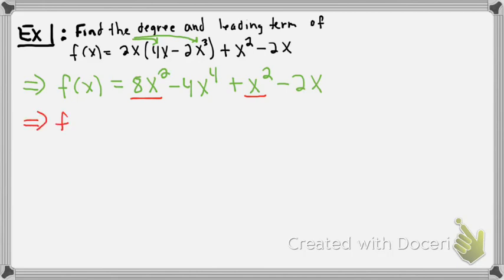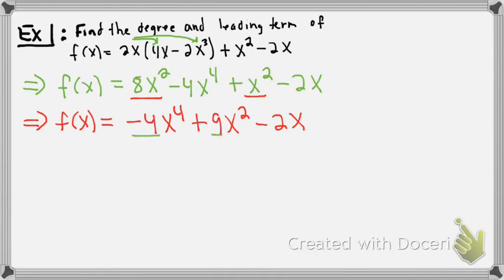So now the polynomial would become f of x equals, and what we'll do is we'll write the term with the highest power of x first. That's going to be our leading term. So I have a minus 4x to the fourth plus 9x squared minus 2x. So that would be the standard form. Okay, the coefficients would be minus 4, 9, and negative 2. So those are the three coefficients.